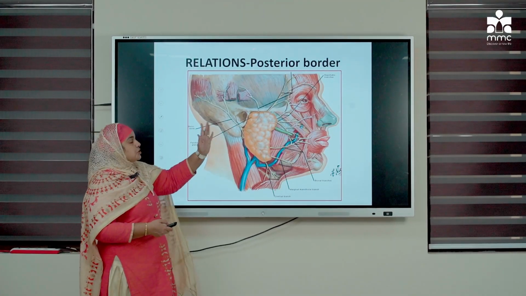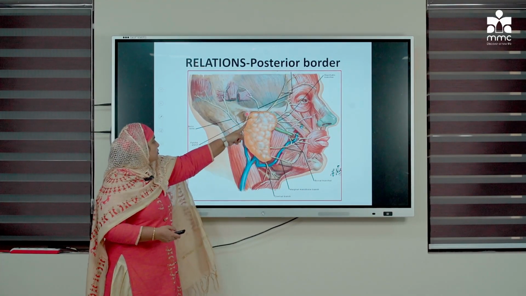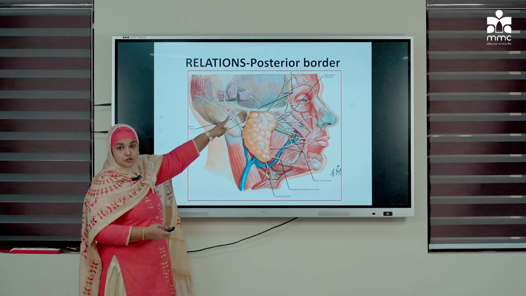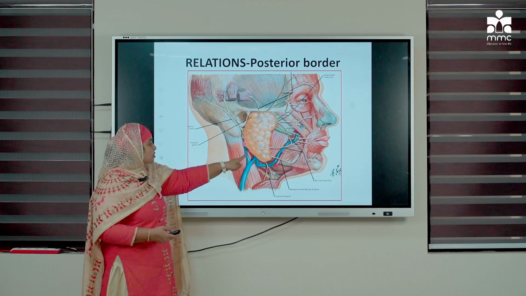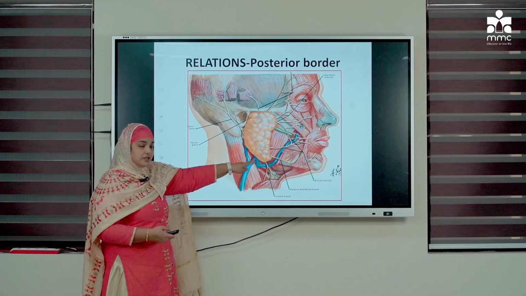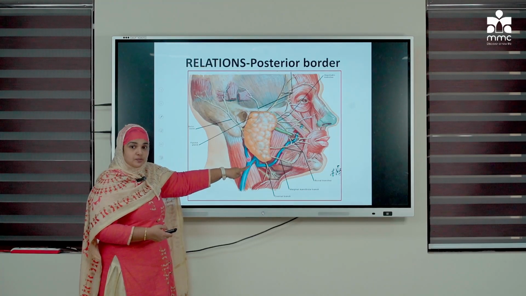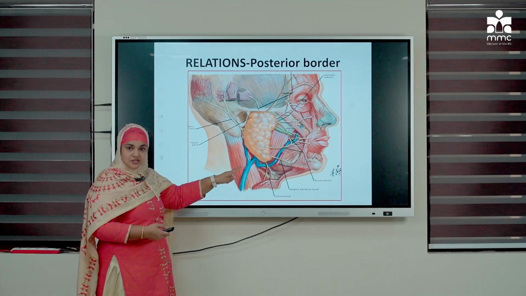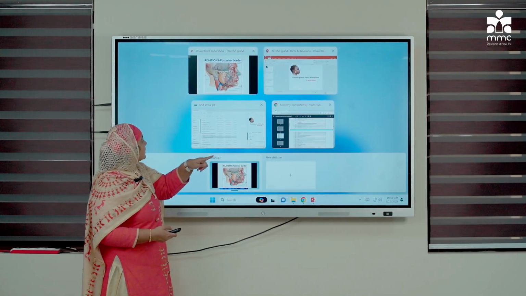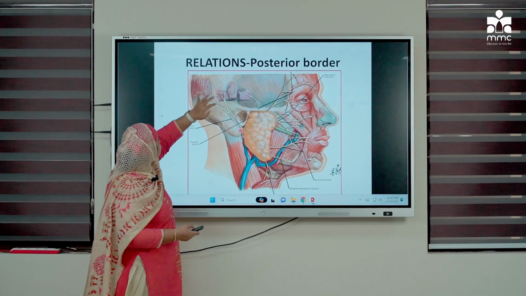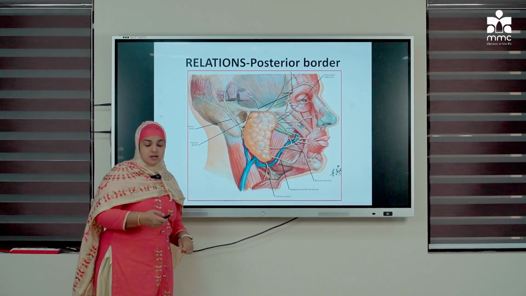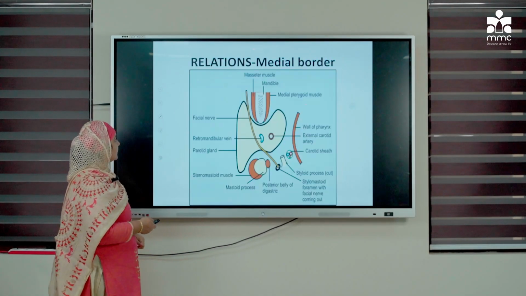So, what are the relations of the posterior border? This is the posterior border. Here we have the posterior auricular branch of the facial nerve and the posterior auricular vein. This posterior auricular vein joins with the posterior division of the retromandibular vein to form the external jugular vein we mentioned earlier. So, the two posterior relations are the posterior auricular branch of the facial nerve and the posterior auricular vein.